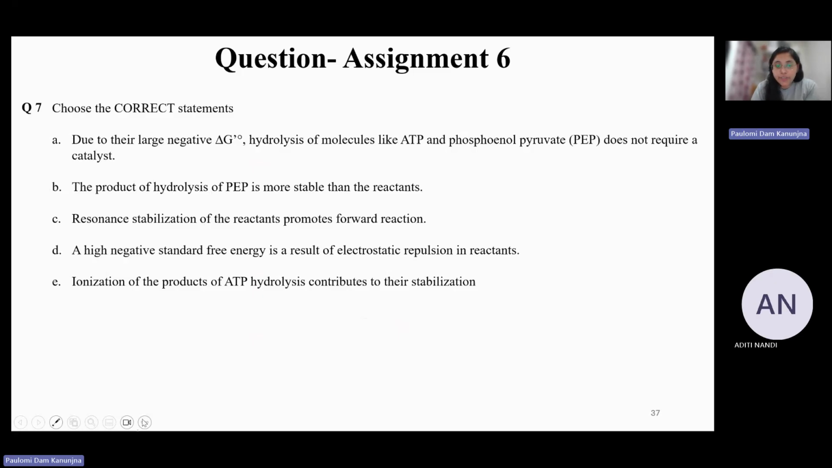So this, as I mentioned, is from the bioenergetics section, which we have discussed in one of the problem solving sessions. And you have to tell me the correct statements. Are you telling me the correct or the incorrect? Remember which answers you are giving to me?